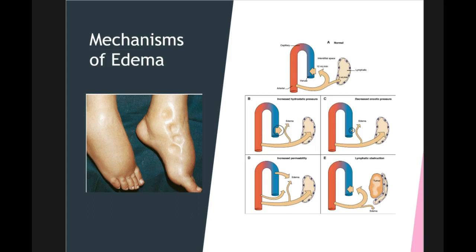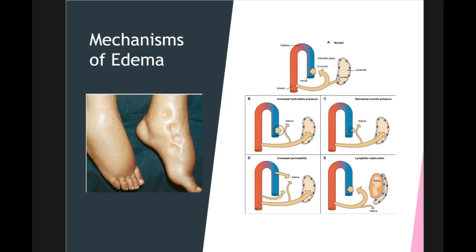We also see this when the synthesis of proteins may be impaired, like in liver disease. And we're going to talk about a liver disease that does that too. The other thing to note is that frequently excessive sodium levels in the extracellular fluid accompany both of these mechanisms that lead to edema.